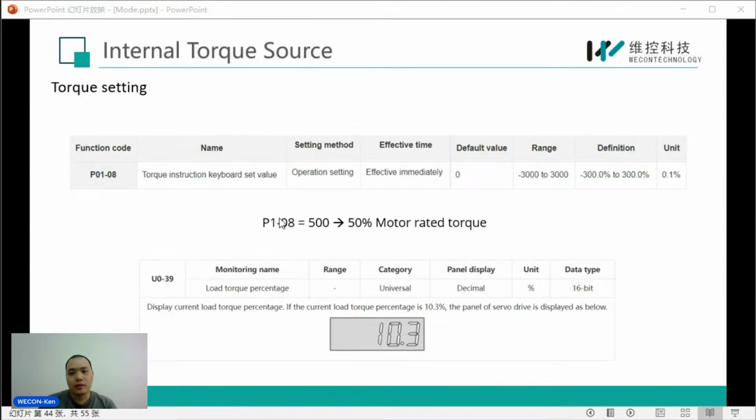And for these parameters, it means the percentage of the motor torque. For example, if the motor's rated torque is 10 newton meters, and we set its parameter to 500, then the motor will move at 50% torque. So it is 5 newton meters. And this parameter is used to read the real-time torque of the motor.